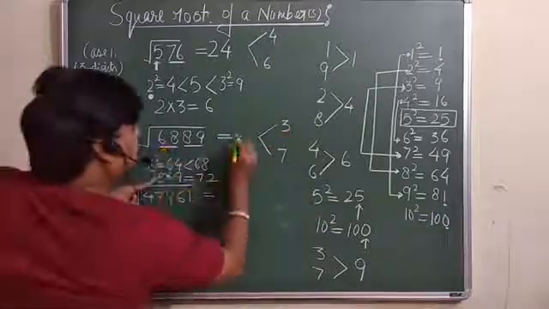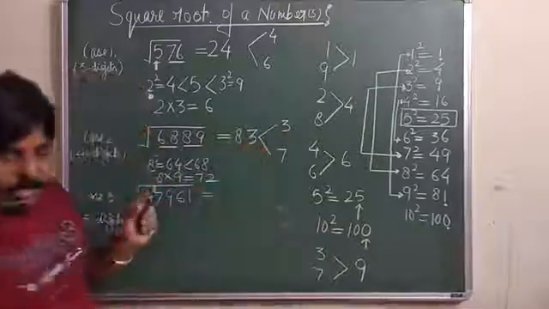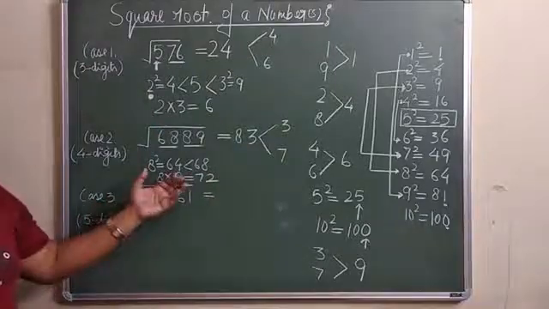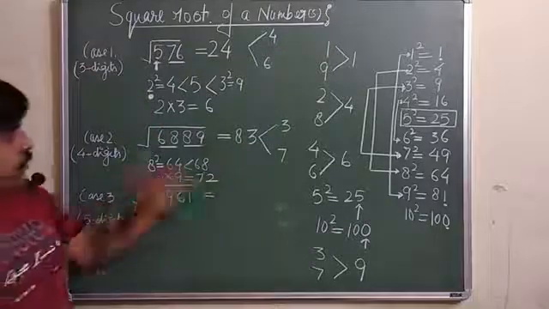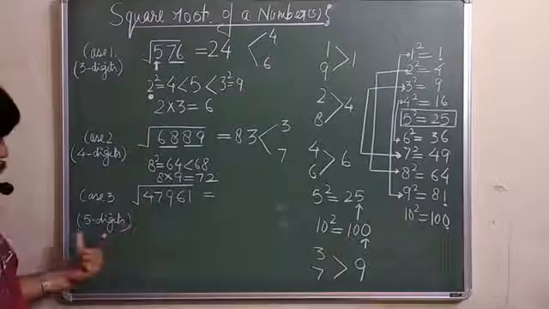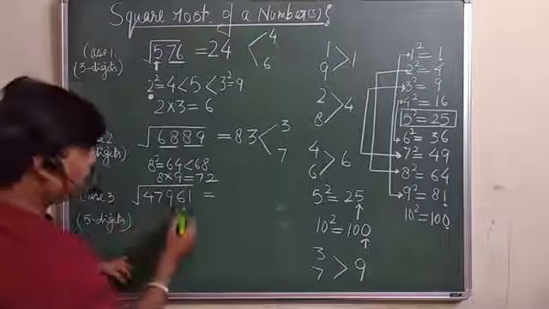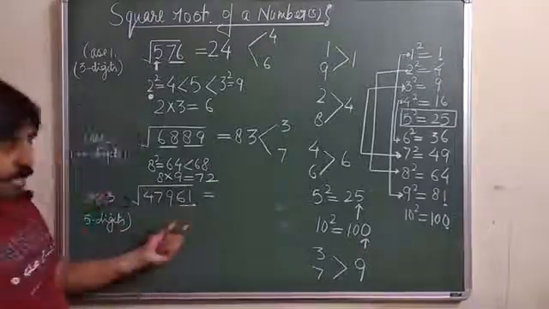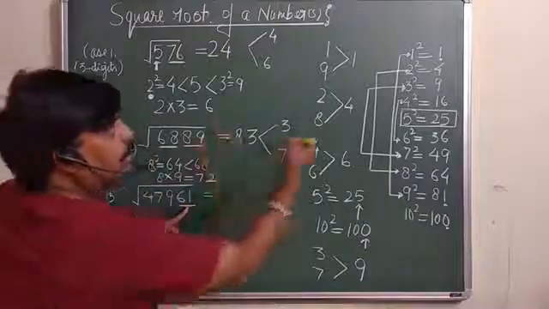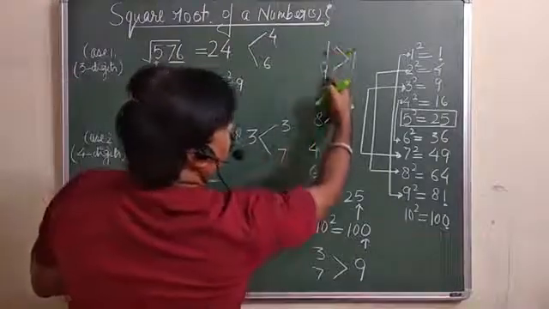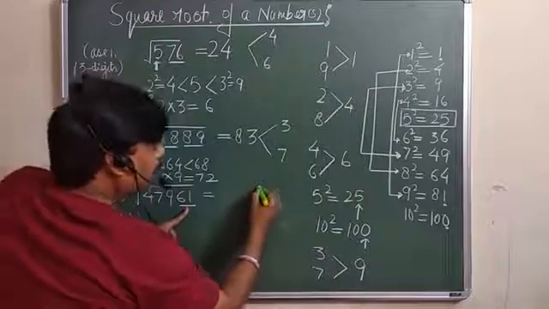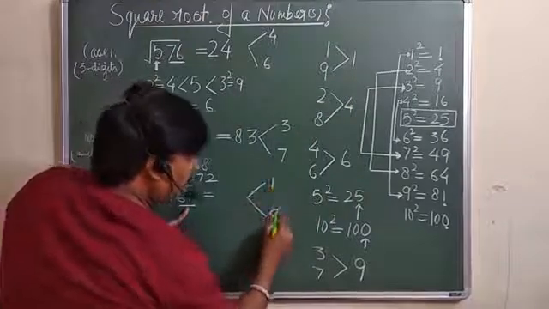So 83 will be the square root of this number. Similarly here, in case of the 5 digit, same method is there. See now, 61. Last 2 digit we will take 1. Where you are getting 1? Either 1 or 9. Unit place digit may be either 1 or maybe the 9.